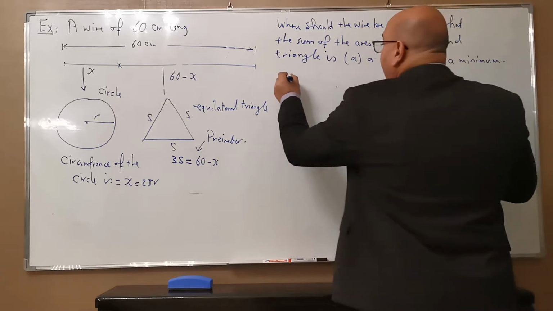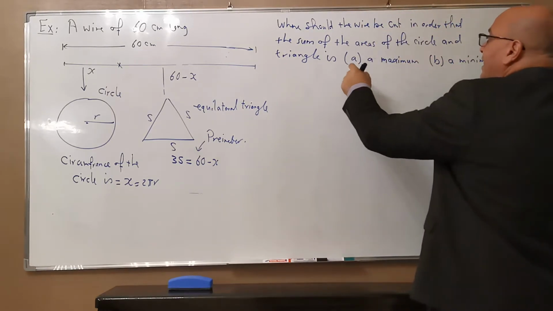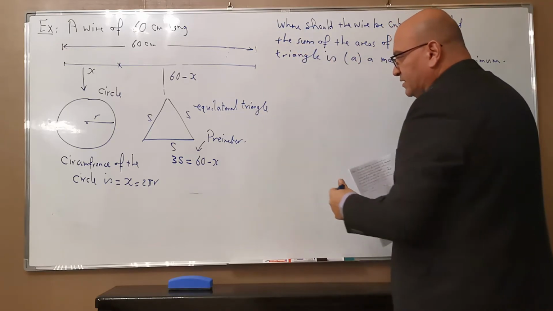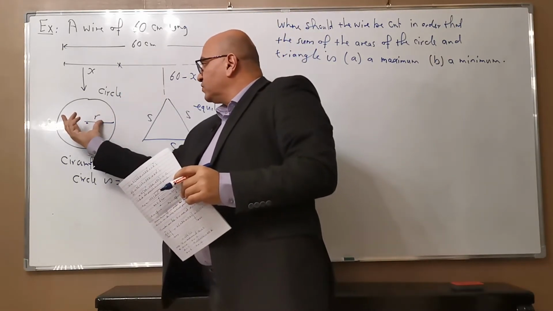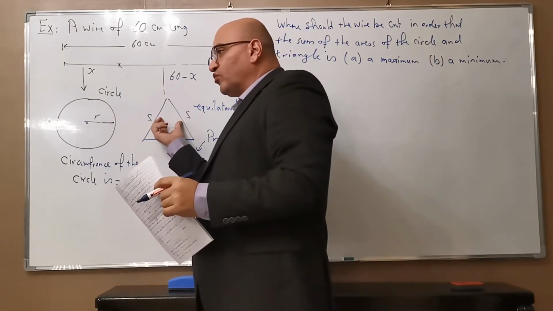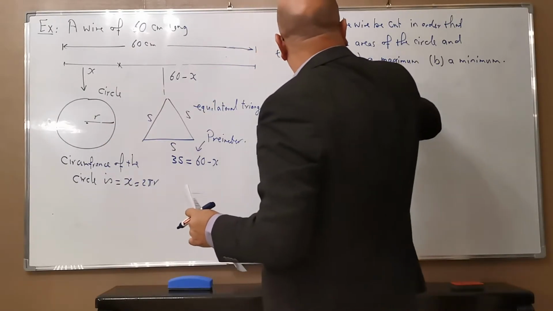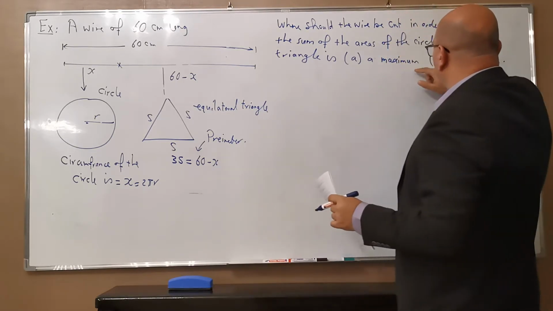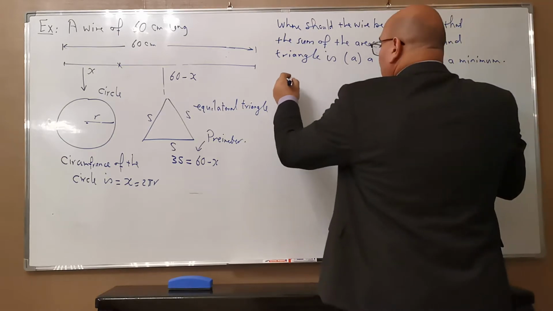Then the area, so this is what we are looking for, to make the sum of the areas. So let's do this in terms of X. We will try to find the area of this circle, the area of this triangle, add them together, and differentiate to find the critical point, find where is the maximum, and find where is the minimum. Okay, we will start doing this.